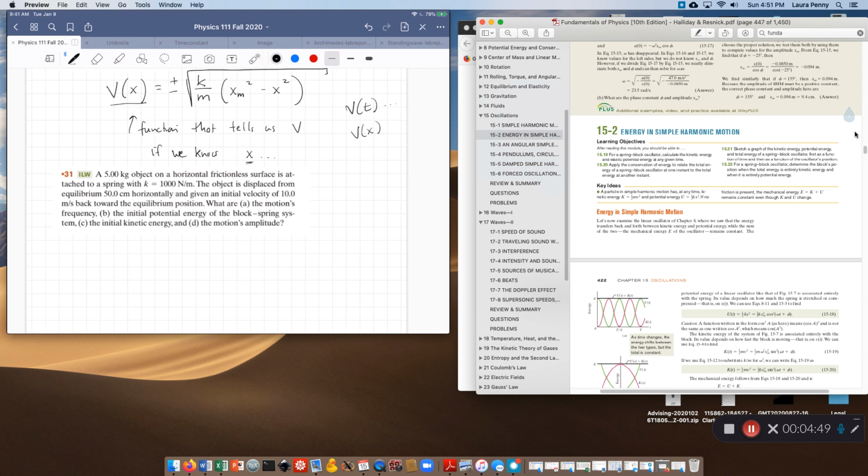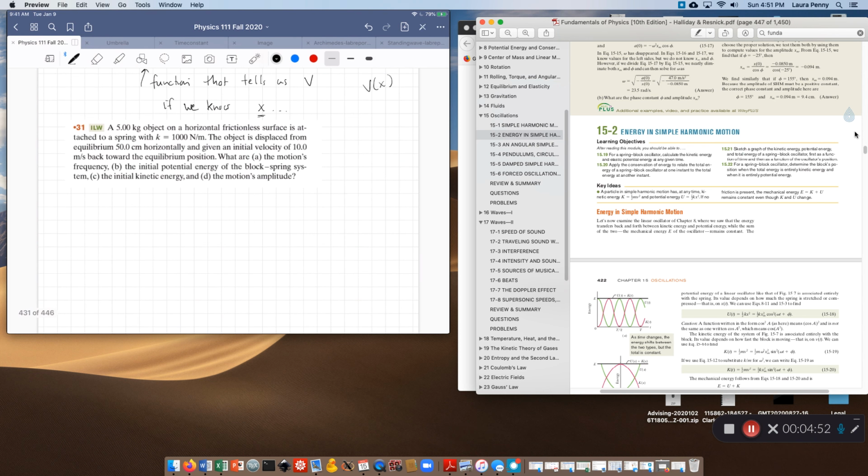Let's look at number 31. It says a mass equal to 5 kilograms on a frictionless horizontal surface is attached to a spring with a spring constant of 1,000 newtons per meter. The object is displaced from equilibrium by 50 centimeters, but it's also given an initial velocity of 10 meters per second back towards the equilibrium position. So this is not x_m. This is not the maximum thing it's going to have.